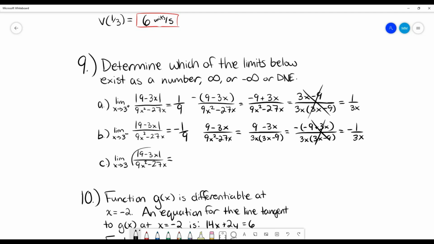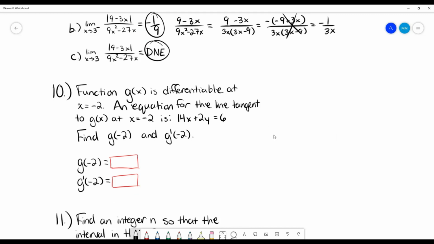And because this is the same function in there, we can just look at our right-handed and our left-handed limit and see that unfortunately, while they're pretty similar, they are not the same. And because they are not the same, our two-sided limit does not exist. So these are our answers.